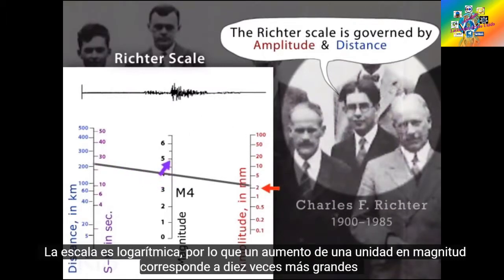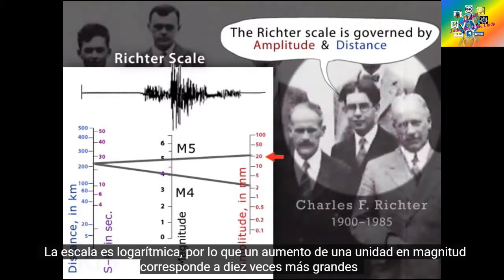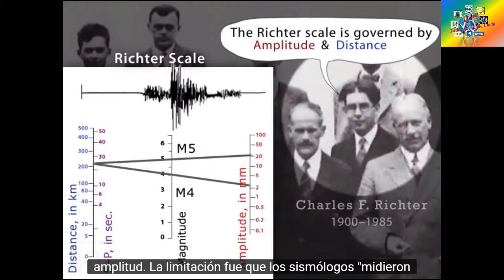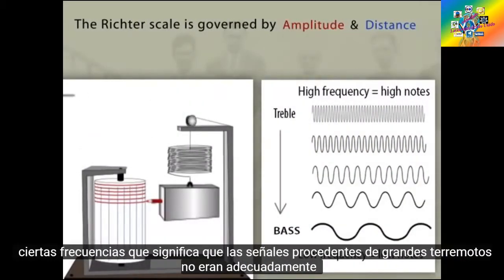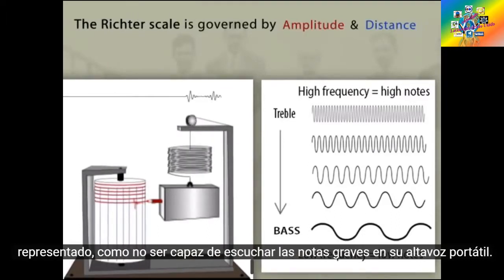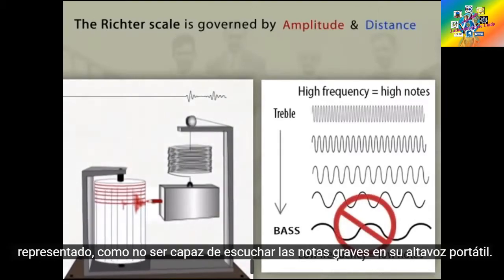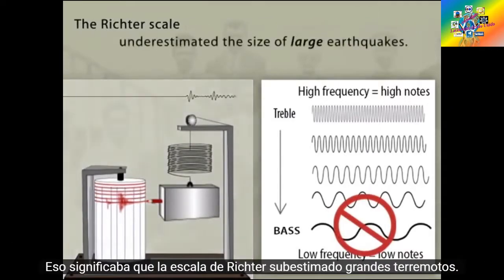The scale is logarithmic, so a 1 unit increase in magnitude corresponds to 10 times larger amplitude. The limitation was that seismologists measured certain frequencies, which meant that the signals from large earthquakes weren't adequately represented, like not being able to hear the bass notes on your laptop speaker. That meant that the Richter scale underestimated the size of large earthquakes.